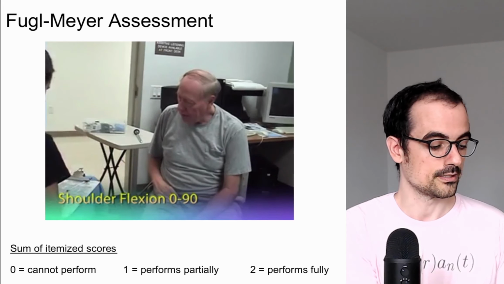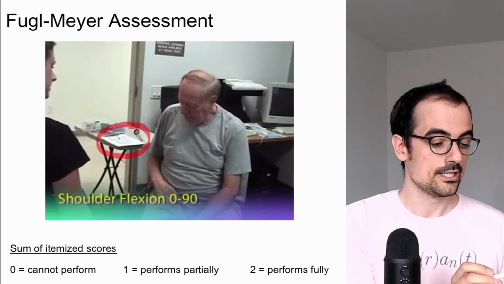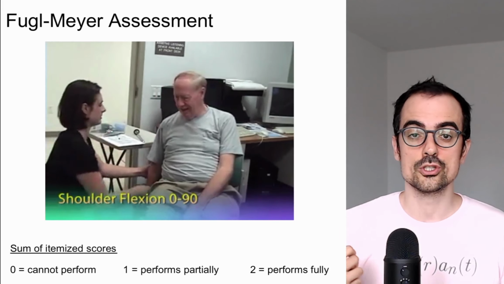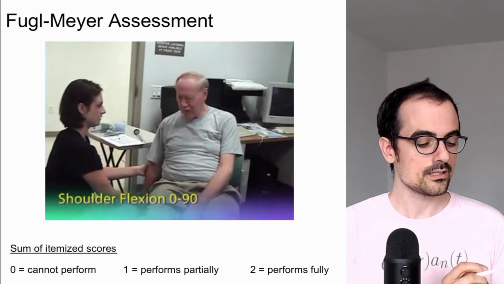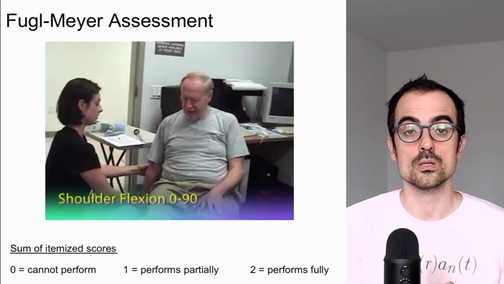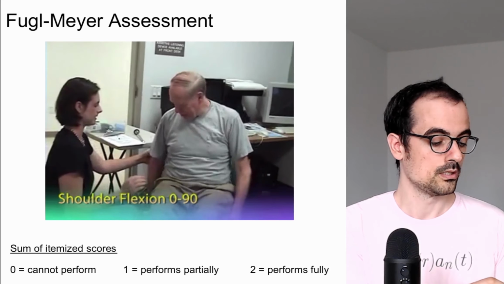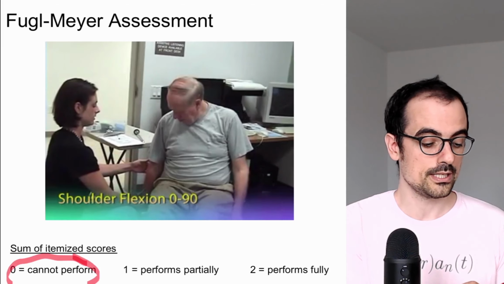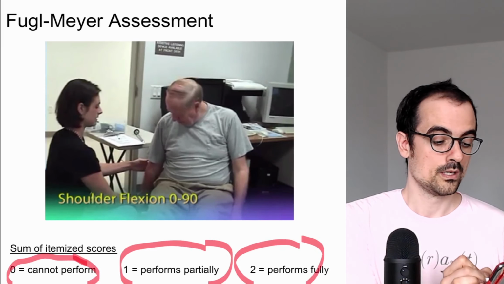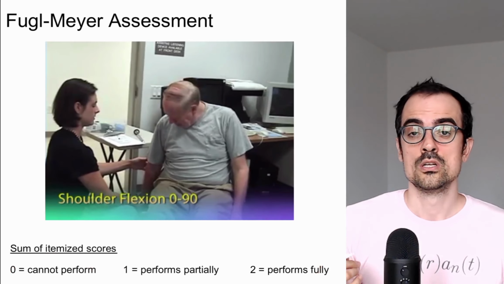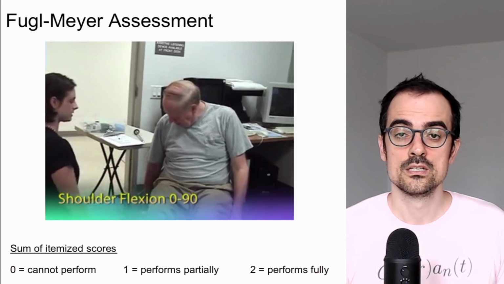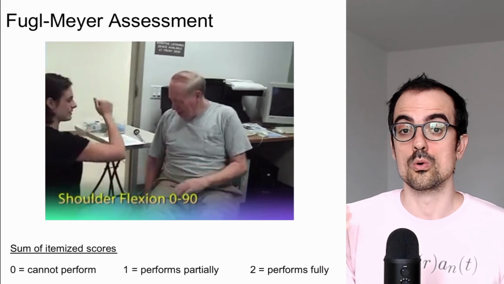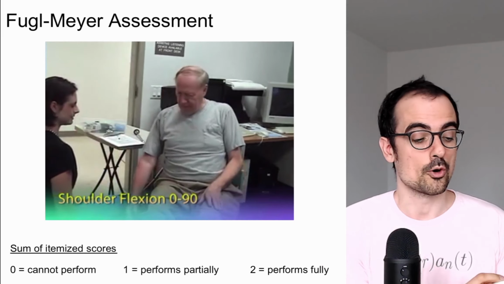You can see she has a notepad here. So the way this works is she will ask the patient to perform some simple exercises that are related to each of the joints in the upper extremities, and she will score to what extent the patient is able to perform those movements or not. So for each of them, the patient will get a 0 if they cannot perform, a 1 if they perform partially, and a 2 if they perform fully. And then you just add up all those scores. So a patient that is perfectly healthy will get a score of 66. A patient that has some degree of impairment will get a lower score. And the lower the score, the more impaired the patient is.